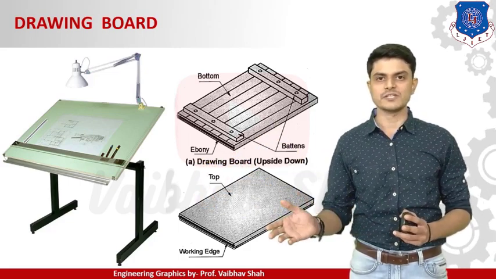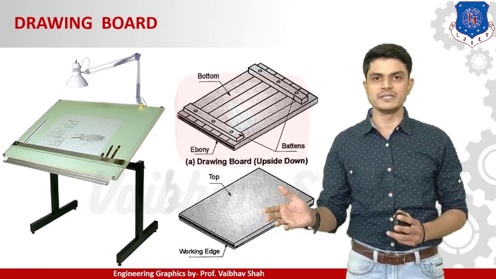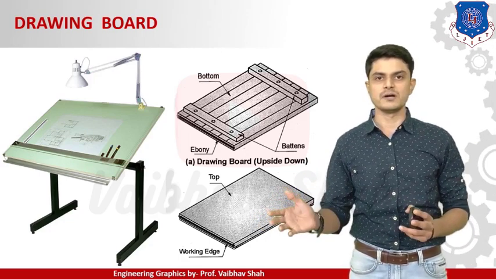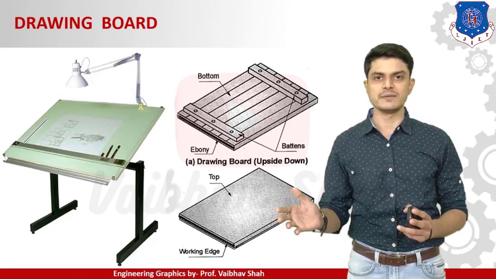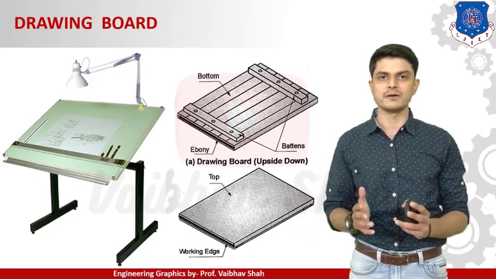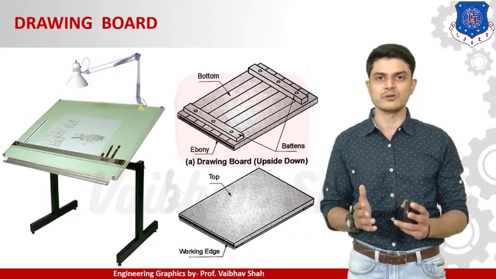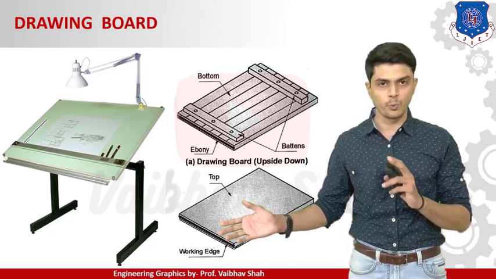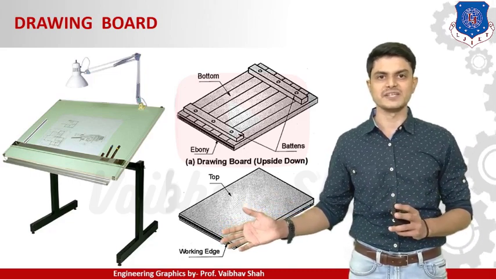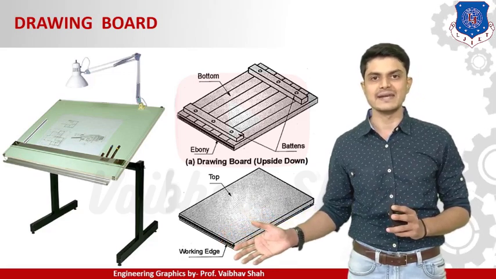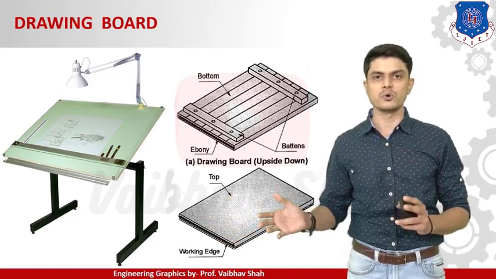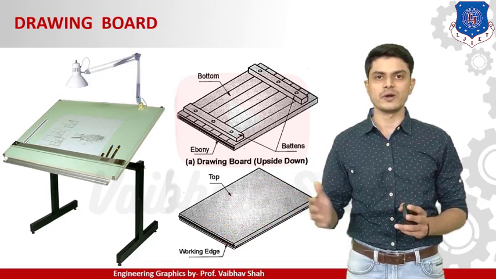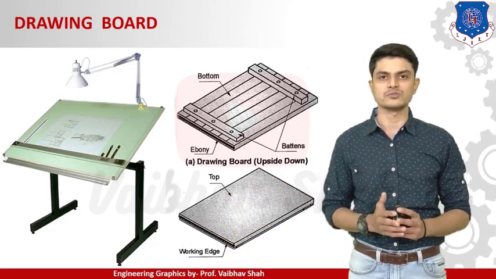Now the top surface of your drawing board is very highly finished. This surface is highly finished and made smooth, so we can accommodate paper very easily and have sharp and accurate drawings on it. The left-hand side of the drawing board is known as the working edge, onto which we will be fixing the different instruments, and we can slide the instruments up and down to draw anywhere on your drawing sheet.